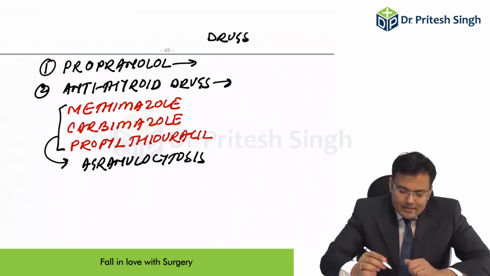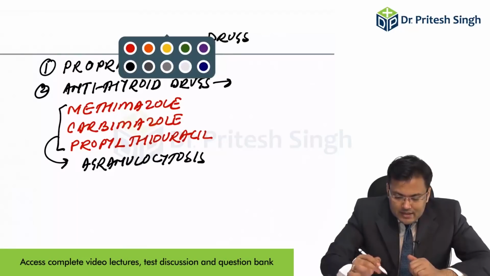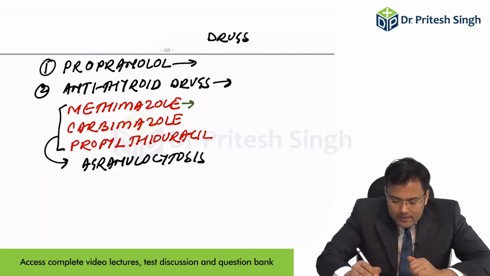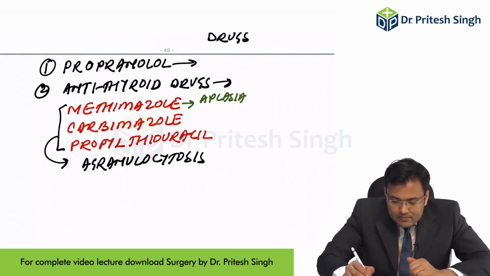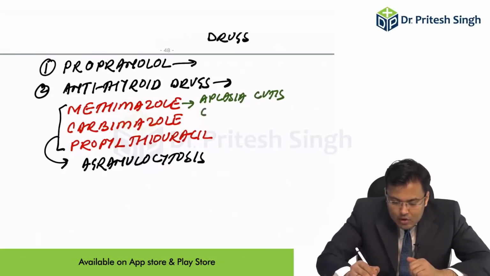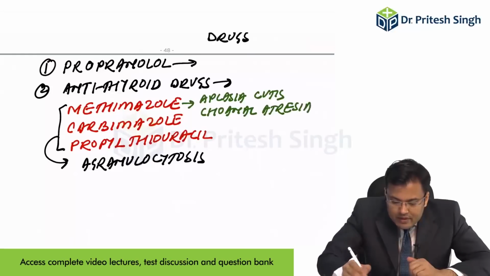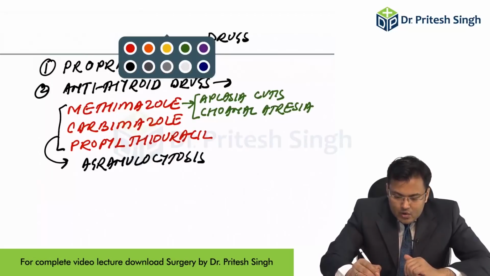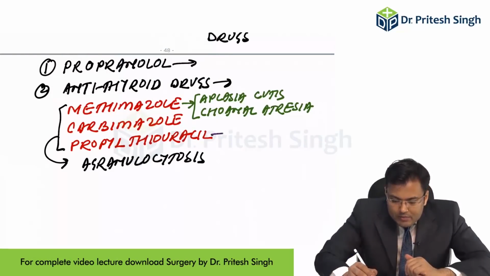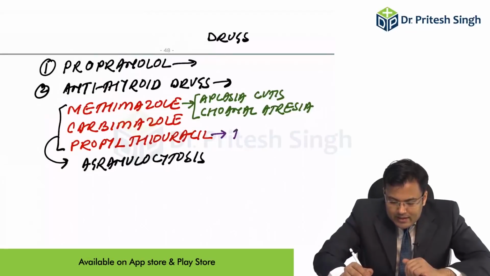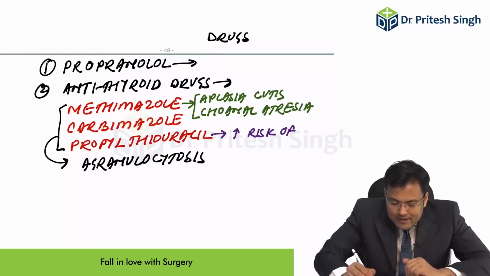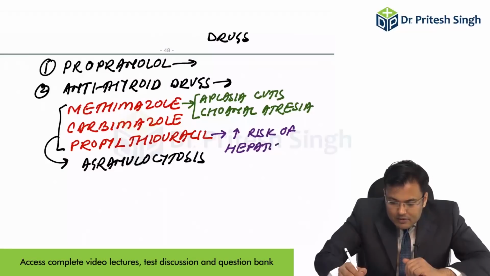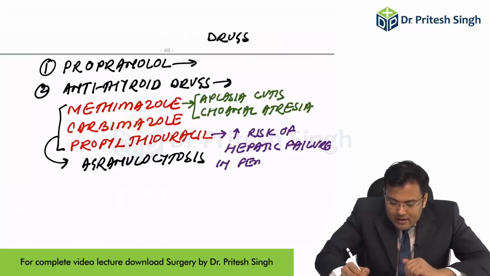This is one. Second, methimazole increases the risk of aplasia cutis and choanal atresia. So this methimazole increases the risk of aplasia cutis and choanal atresia. What is the problem with propylthiouracil? It increases risk of hepatic failure in females and children.